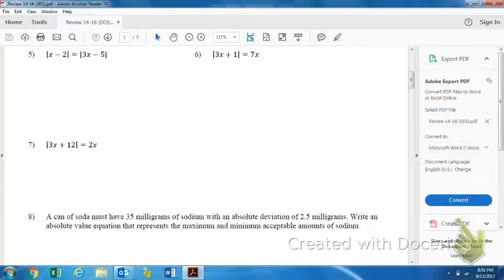Okay, number 5, when you have an absolute value equal to an absolute value, you write it twice. The first time you write it positive. That's going to be x minus 2 equals 3x minus 5. And then the second time you do the exact same thing, but you do the first one positive and the next one negative.